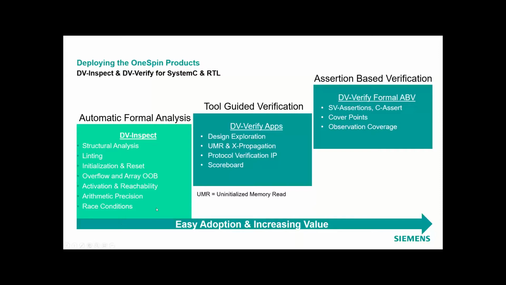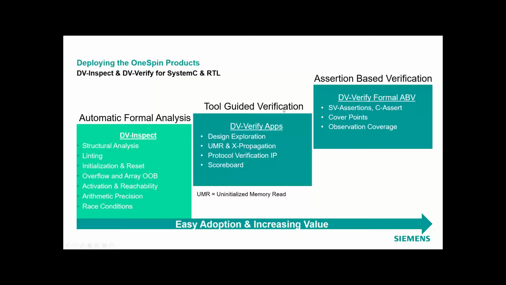Firstly, we have a standard app portfolio for automated formal analysis, called DVInspect. There we have structure analysis, linting, superlinting, initialization and reset checks, overflow and array out of bounds checks, activation and reachability like unreachable or dead code checks, arithmetic precision and race conditions and so on. So on this green part, these are all checks that are automatically generated. So it's almost a push button approach.